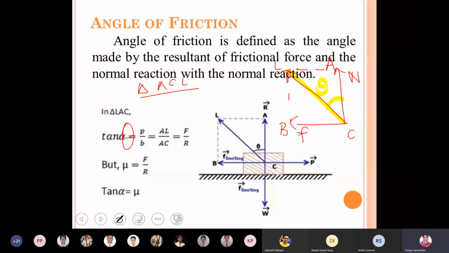Vishesh, his microphone is working, Vishesh? Vishesh?